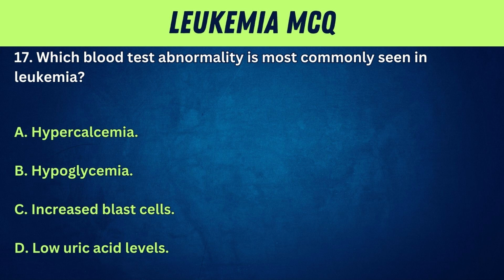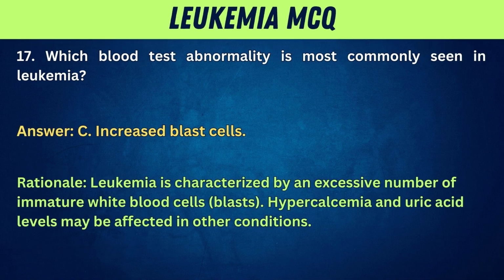17. Which blood test abnormality is most commonly seen in leukemia? A. Hypercalcemia. B. Hypoglycemia. C. Increased blast cells. D. Low uric acid levels. Answer: C. Increased blast cells. Rationale: leukemia is characterized by an excessive number of immature white blood cells, blasts. Hypercalcemia and uric acid levels may be affected in other conditions.